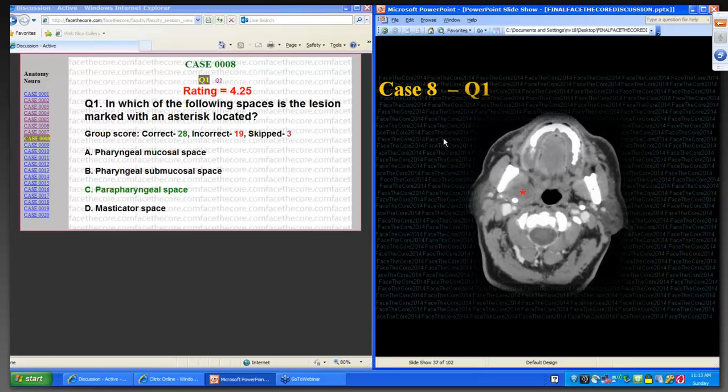Okay. Head and neck, everyone's favorite. In which of the following spaces is the lesion marked with an asterisk located? Is it the pharyngeal mucosal space, the submucosal space, parapharyngeal space, or the masticator space? So here's the lesion, and this is located within the parapharyngeal space. Remember, parapharyngeal space predominantly, actually essentially only, contains parapharyngeal fat, and you can see the contralateral normal fat, and then here is the abnormal soft tissue mass within the right parapharyngeal space.